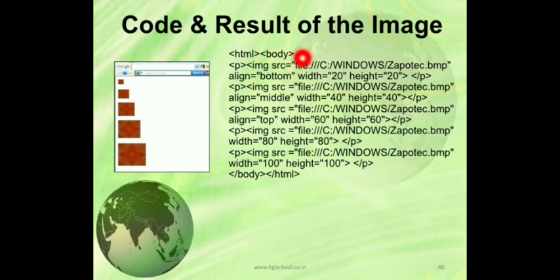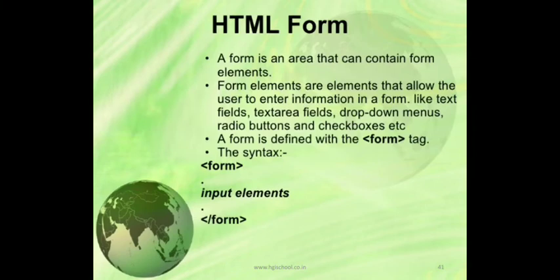Now the code and result of the image. Here you can see, I think the image is the same, you know how to insert the image. We have to use img src and we have to write the same picture name, because here there is the same picture, and then you can see the picture is having different height and width. So this is an easy example. I think you can try it on your own every time.